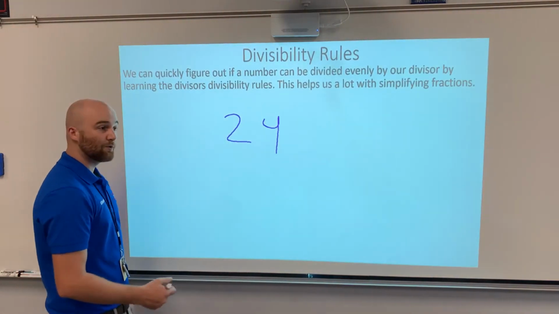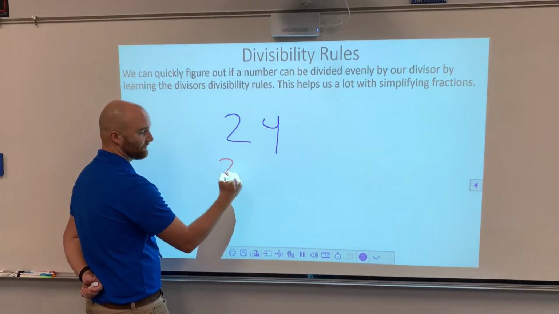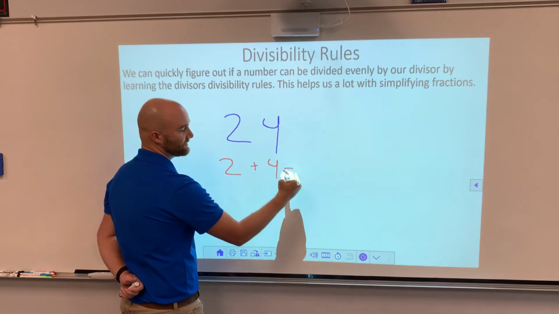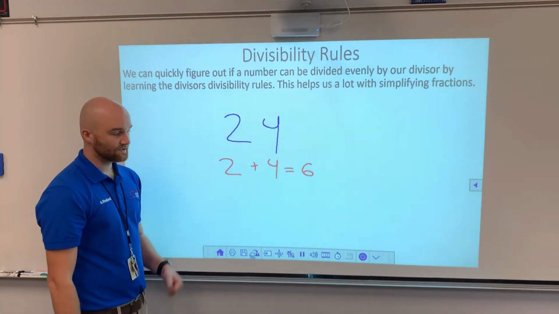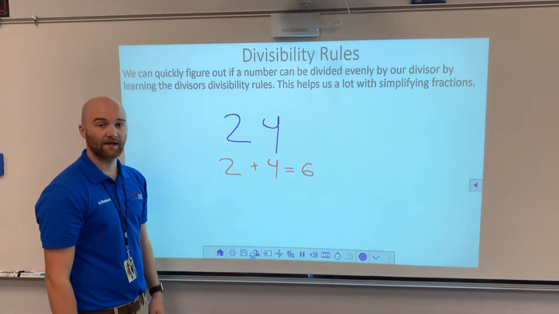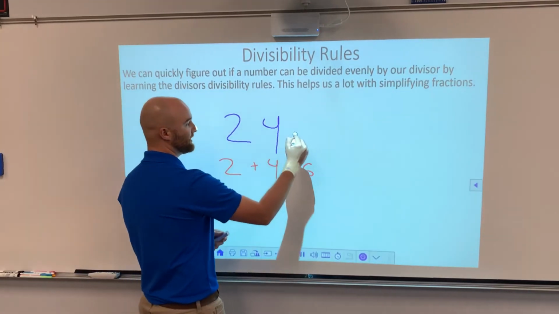Okay, 24. To see if this is divisible by 3, I'm going to split those numbers up. 2 plus the 4 gives me 6. Can I get to 6 by counting by 3s? 3, 6. Yes, it looks like I can get to 6 by counting by 3s. That means that 24 is divisible by 3.